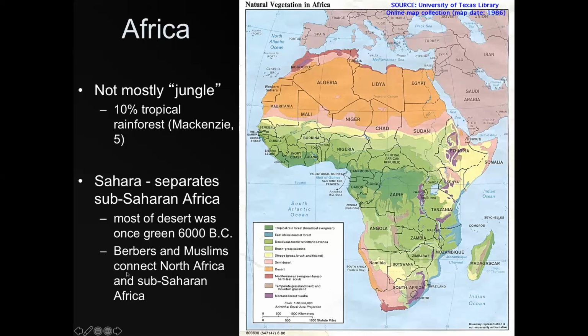Berbers was actually an offensive name. It comes from barbarians, and it's not what any of the groups that cross the Sahara call themselves. The Tuareg is a good example of the groups in those areas. And Muslims connect North Africa and Sub-Saharan Africa after the desert expands. And so we're going to see some of those connections in some of the cultures we look at, especially the ones that are along the Sahara. So we'll see the influence of Islam and Islamic art, especially, but also other cultural influences.